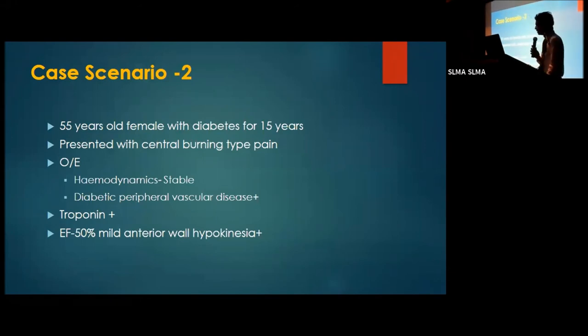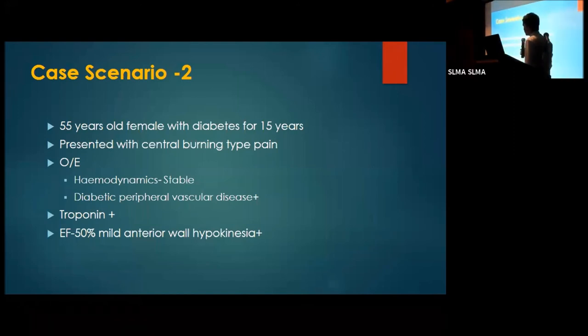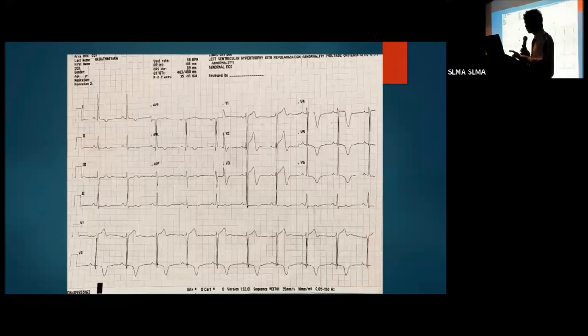So this is our second patient. The patient is a 55 year old female with diabetes of 15 years duration, and she was suffering from central burning chest pain. It's not a typical chest pain, but she was complaining of some burning sensation. She was treated by some general practitioners with PPIs, assuming she was having some GERD symptoms, but she presented with the same symptoms. She was hemodynamically stable on admission, and there was obviously diabetic peripheral vascular disease as well. Troponin was positive. Ejection fraction was a bit low, 50, with some regional wall motion abnormality, but considered really all right.